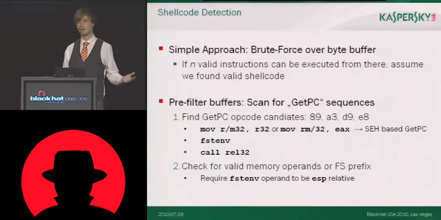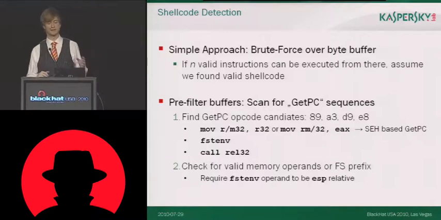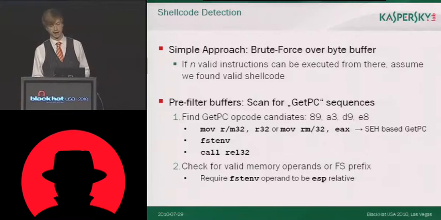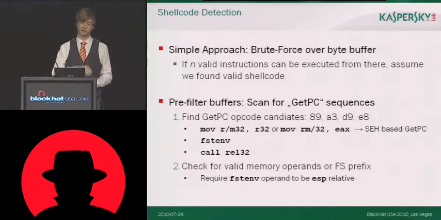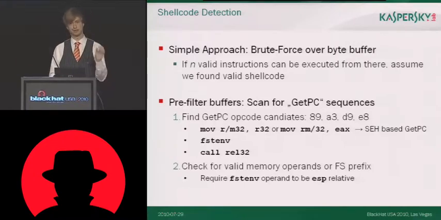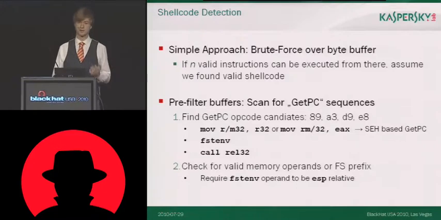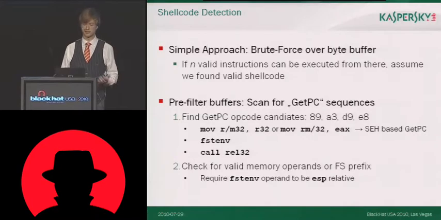We brute force over the byte buffer. Because libemu is slow, it has very nice heuristics to find out where there could be a possible shellcode start and so on. But we don't need that because we have very high performance, so we can just put in the whole byte buffer and try some offsets in it. If from a certain offset we can execute n valid instructions, we assume we found valid shellcode, because for non-shellcode, which is not really code, you will not be able to execute a lot of instructions since you will run into segmentation faults or something like this.